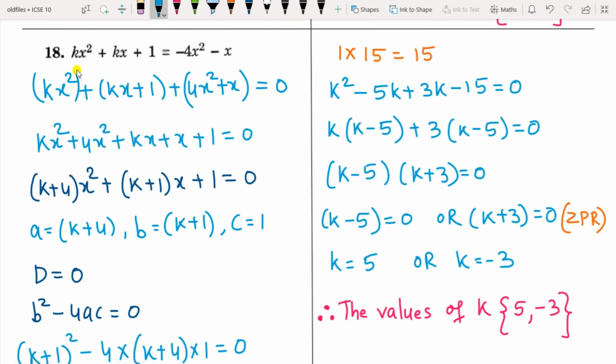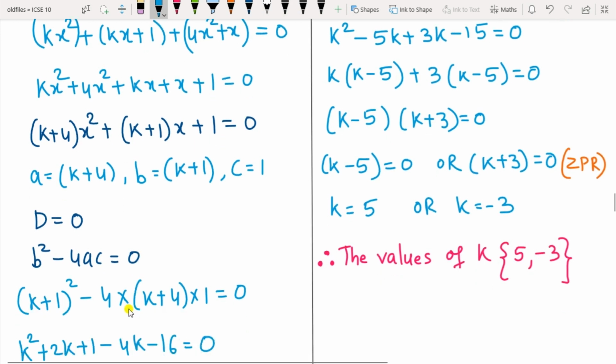Same pattern. First convert this equation into the general form of quadratic equation. So this is kx square, kx plus 1, and bring all these terms on the left hand side and that is equal to 0. Now take out x square common and x common from these two terms. So your A will be k plus 4, B will be k plus 1, C will be 1 and now apply the formula D equal to 0, that is B square minus 4AC is equal to 0.